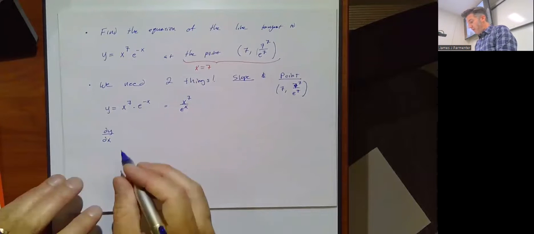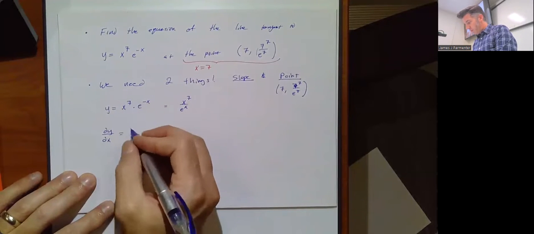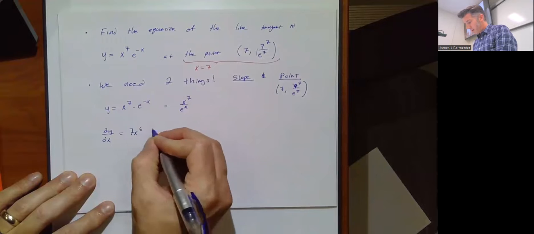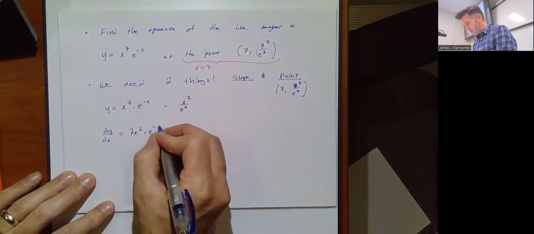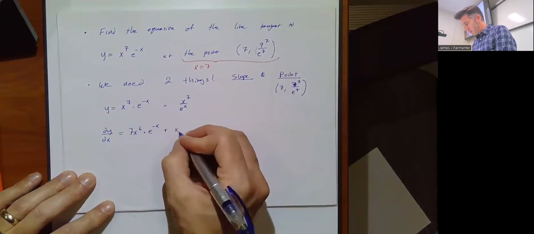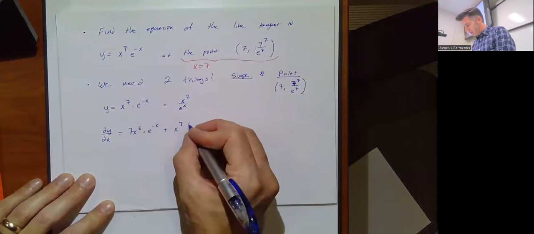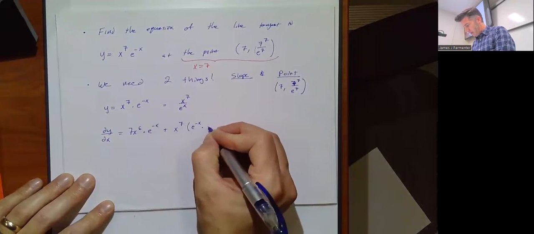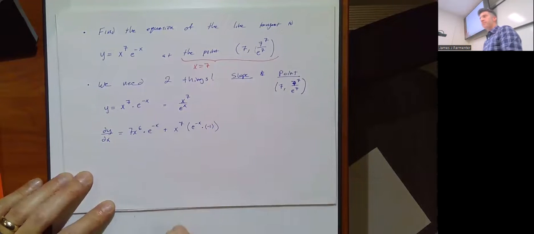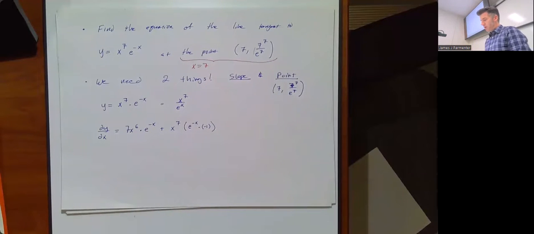So let's take the derivative. It's the derivative of the first piece times the second piece plus the first piece times the derivative of the second piece, and the derivative of e to the negative x is e to the negative x times -1. Cool. And now you might simplify.